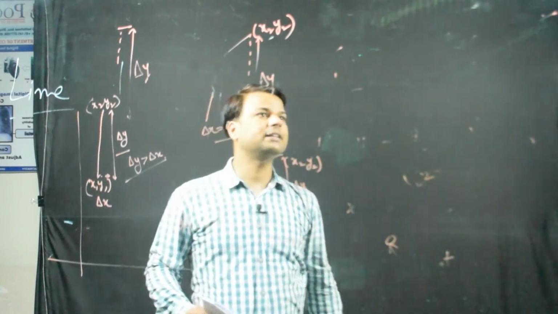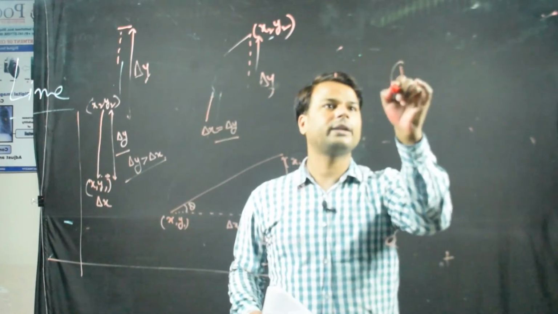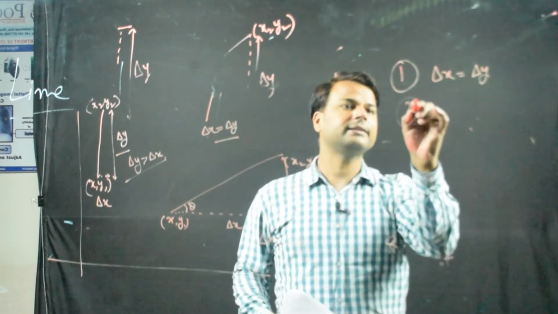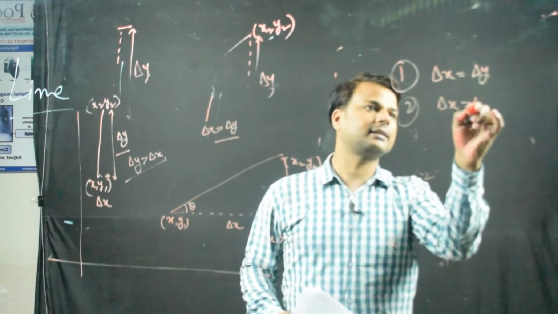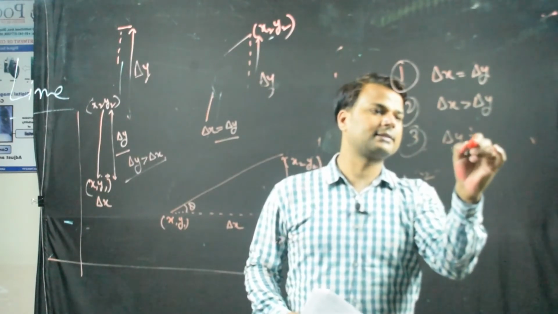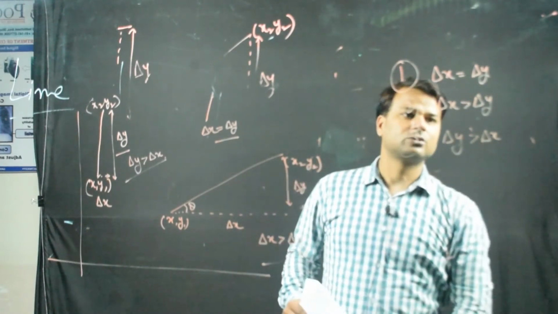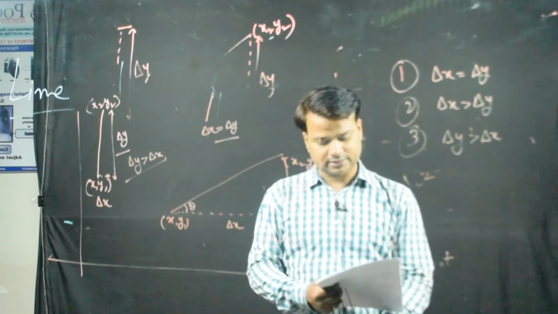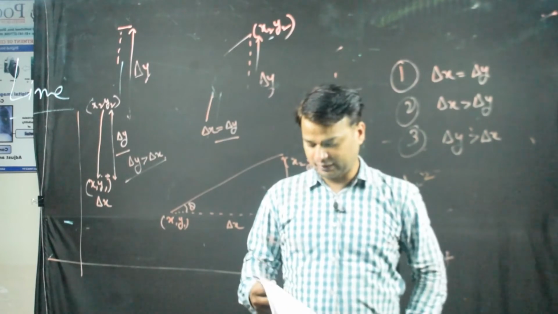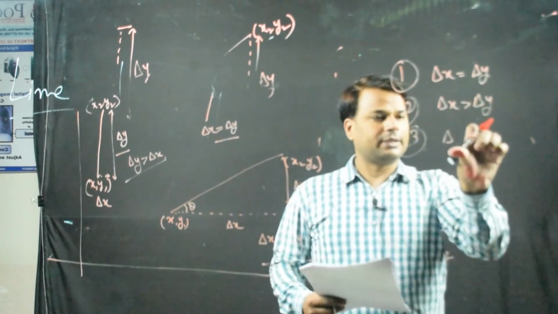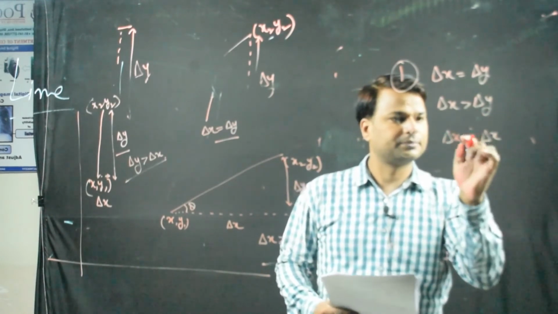So now we are having three cases with us. One is delta x equal to delta y, second is delta x greater than delta y, third is delta y greater than delta x. So in this way we have three cases available. Now we are going to discuss all these three cases one by one.